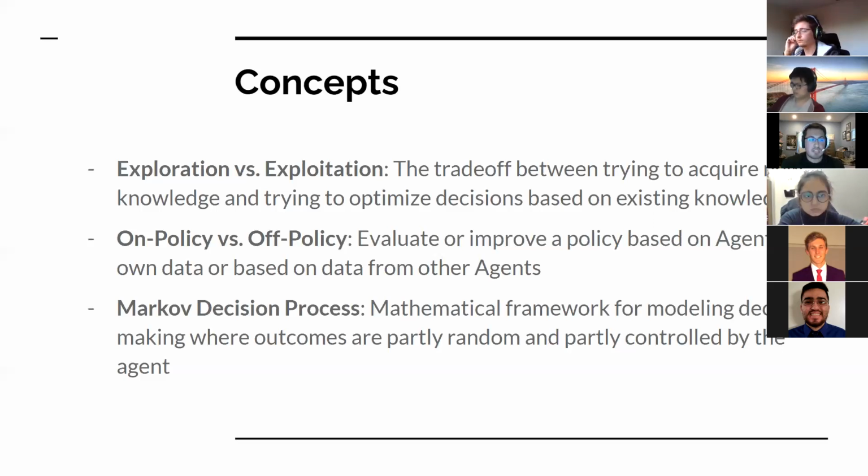So on policy attempts to evaluate or improve the policy that is used to make the decisions. So you're trying to improve upon your policy with the information that your policy gives. One way to think of it is you're learning on the job. When you learn on the job, you have an experience at work, like the boss says, don't wear that color tie. Okay, I'm not going to wear that color tie. You learn from your own experiences.